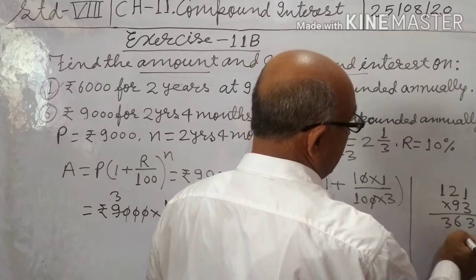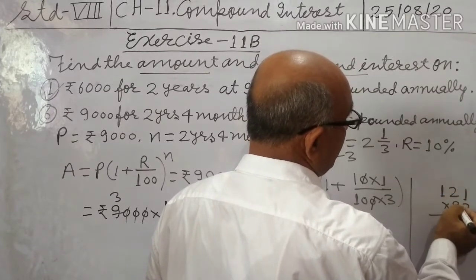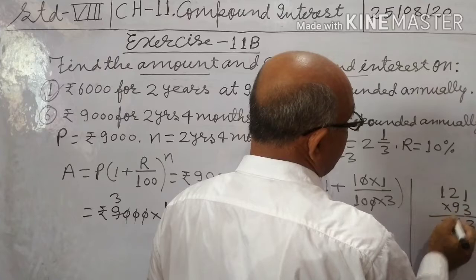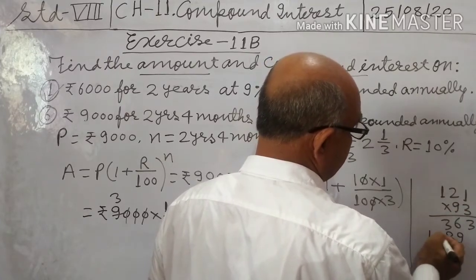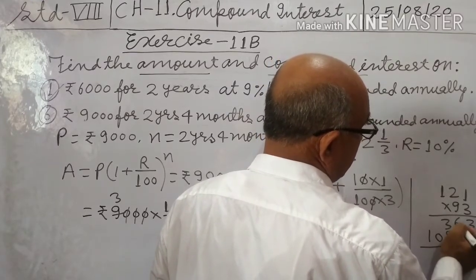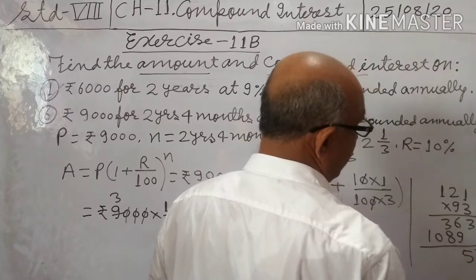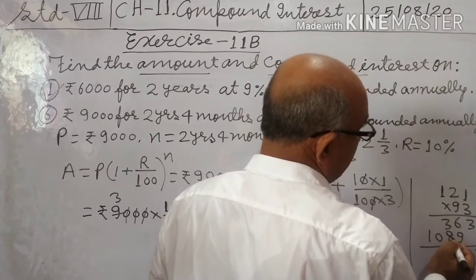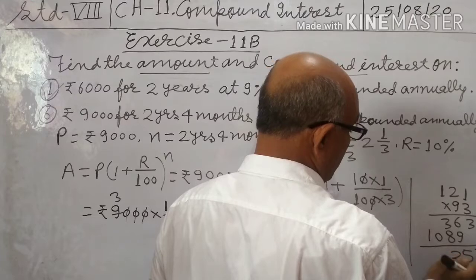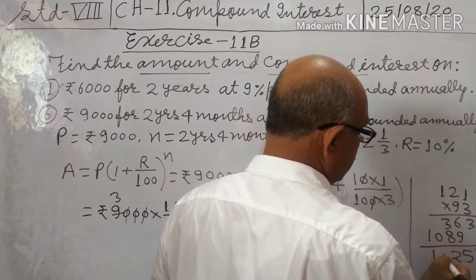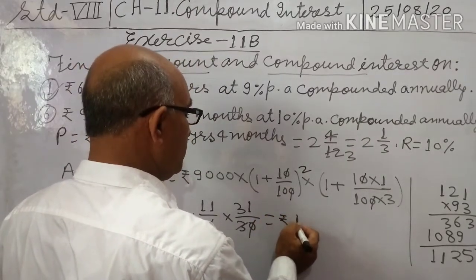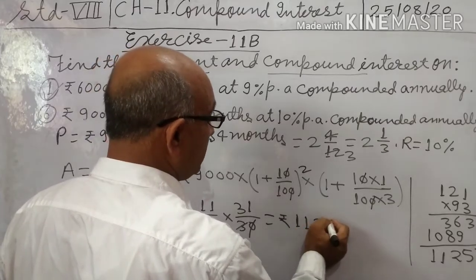9 times. 1 9 are 9, 2 9 are 18, write 8 carry 1. 1 9 are 9 plus 1, 10. 3, 6 plus 9, 15, write 5 carry 1. 3 plus 8, 11, plus 1, 12, write 2 carry 1. 10 plus 1, 11. Equal to 11,253.